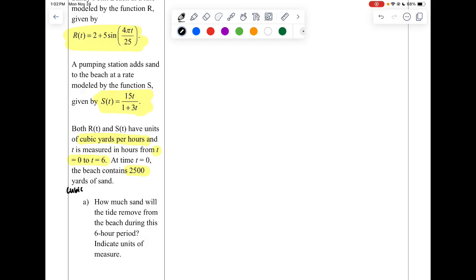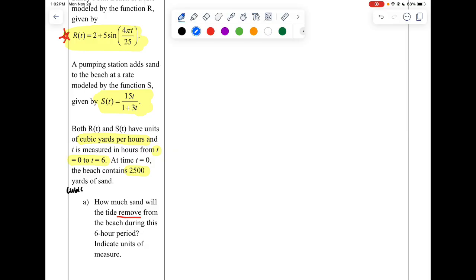Okay, so the first thing that we're going to look at is how much sand will the tide remove from the beach during the 6-hour period, and we're going to indicate units of measure. I see here that we are trying to remove sand from the beach, and so that tells me that I'm going to use my R of t function. Since we're trying to accumulate how much sand is being removed, I'm going to set up an integral. We're going to use our graphing calculator in a second, but let's at least set it up on paper, and then we'll go to our calculator to figure out how we're going to type it in.